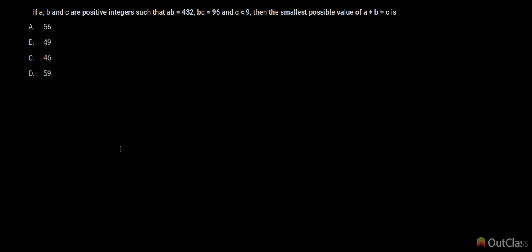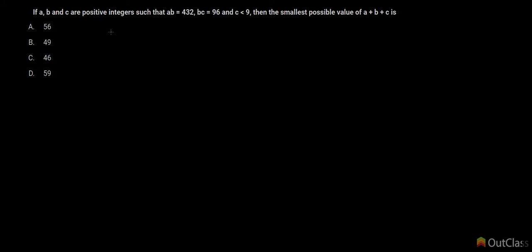If A, B, C are positive integers such that AB is 432, BC is 96 and C less than 9, then the smallest possible value of A plus B plus C is which of the following? This is a very interesting question. It ties to AM-GM inequality from the inequalities chapter. In fact, in the absence of the integer constraint, I would tag it as AM-GM inequality. It can still be done using that approach, but it's a bit tedious. You can just use a very logical approach instead. I'll mention both of them anyways.